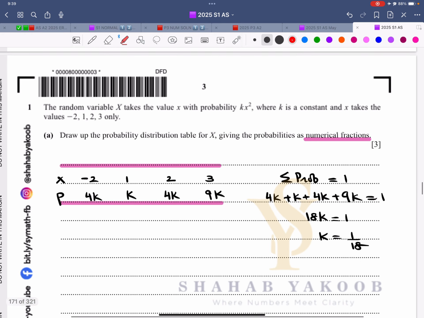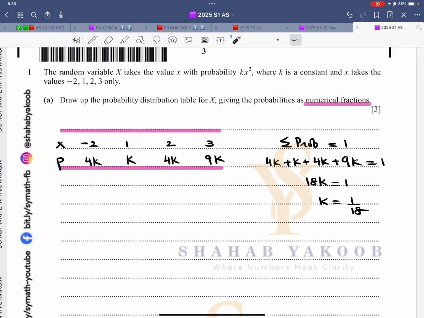Let's have a look. First thing first, plug in the value of x over here. When we put -2, after squaring it becomes 4, so this is 4k. If I put +2, still it's 4k. If I put in 1, it's simply k. If I put in 3, 3 squared is 9, that's 9k. Since it takes only these values, the sum of probabilities should add up to 1. So k comes out to be 1 over 18.